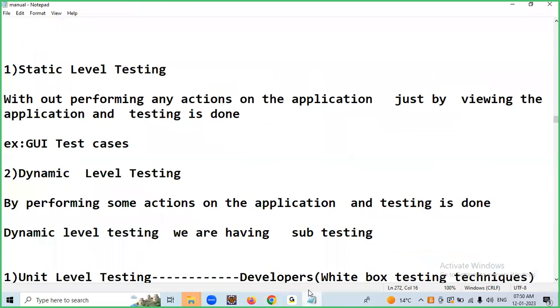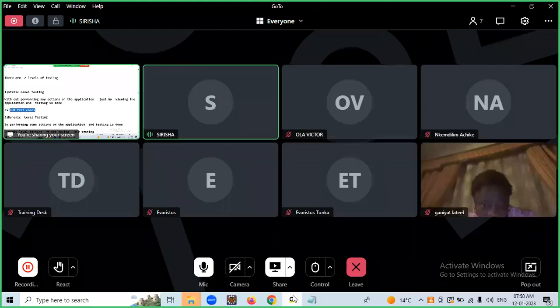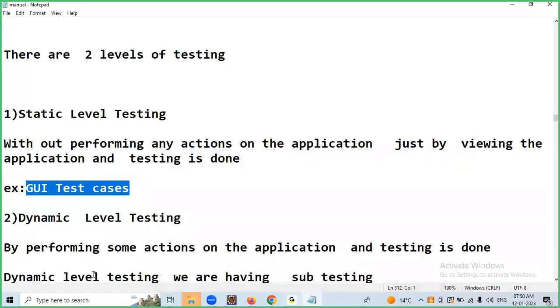So please observe here. Next example, actually GUI test cases. In future, we are going to write the test cases for that. Like, just without performing any actions. Just by viewing, how we are going to test it. Are you clear? Next.